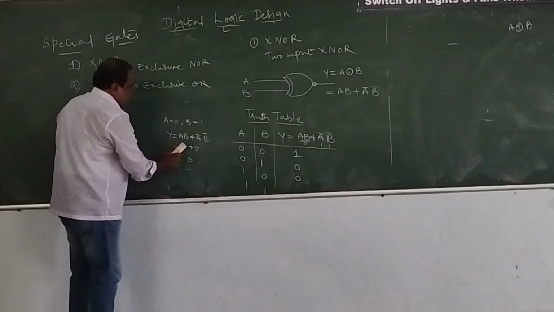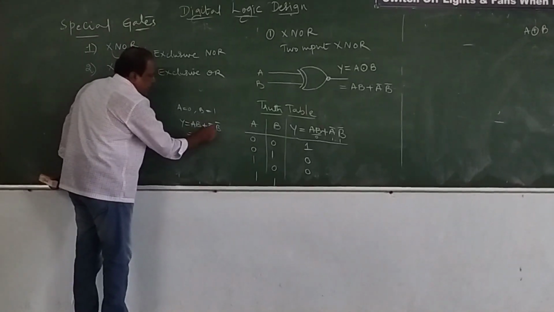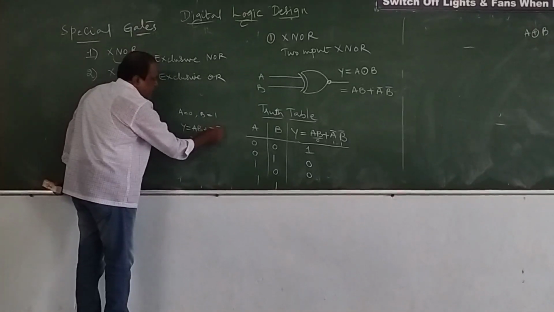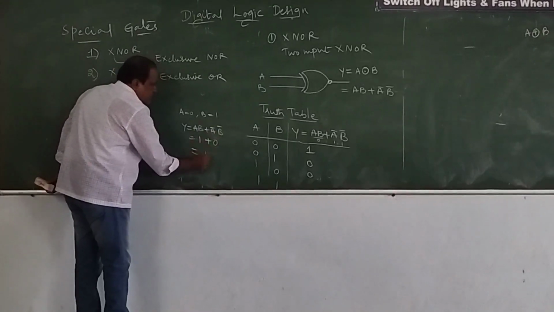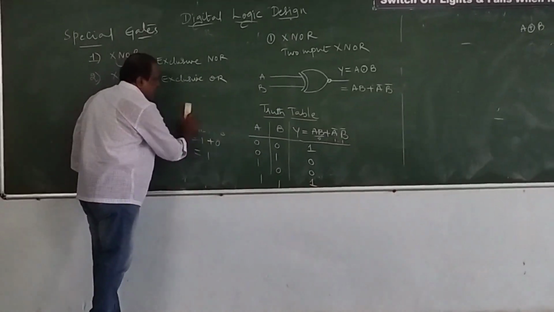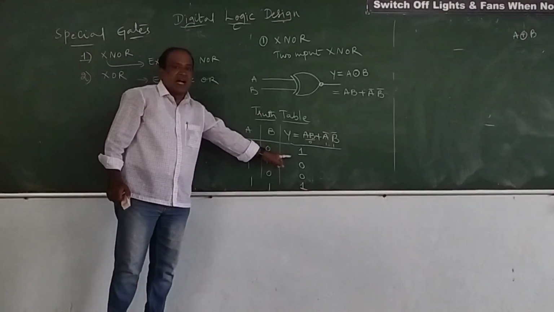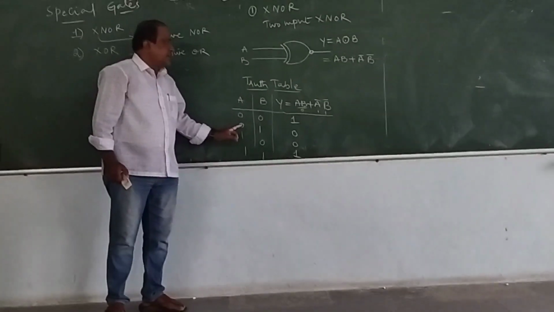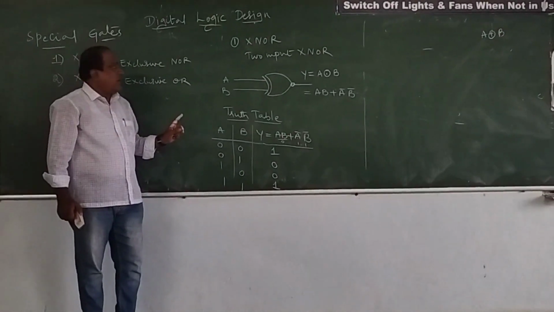And the last case we can check, students. When both inputs are high, A is 1 and B is 1, so 1 into 1 will be 1. 1 bar will be 0, again 1 bar will be 0, 0 into 0 will be 0. 1 plus 0 will be 1. So the last case will be 1. So you can see the table. Only when the two inputs are the same will your output be high, and in the remaining cases the output will be low. So this is a special gate under the logical operation.